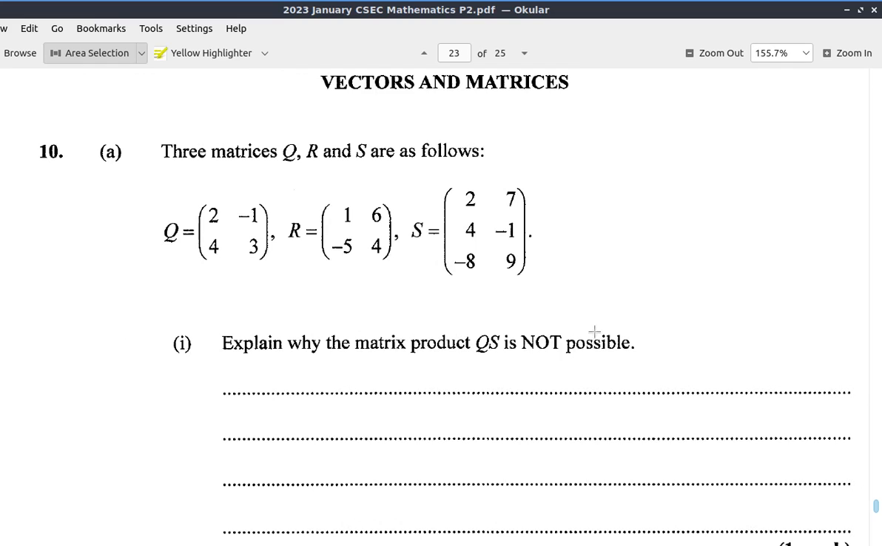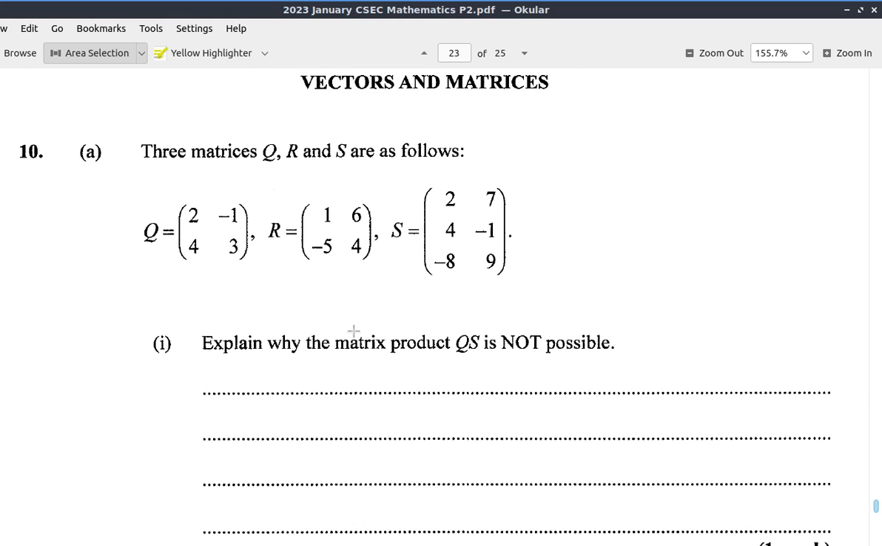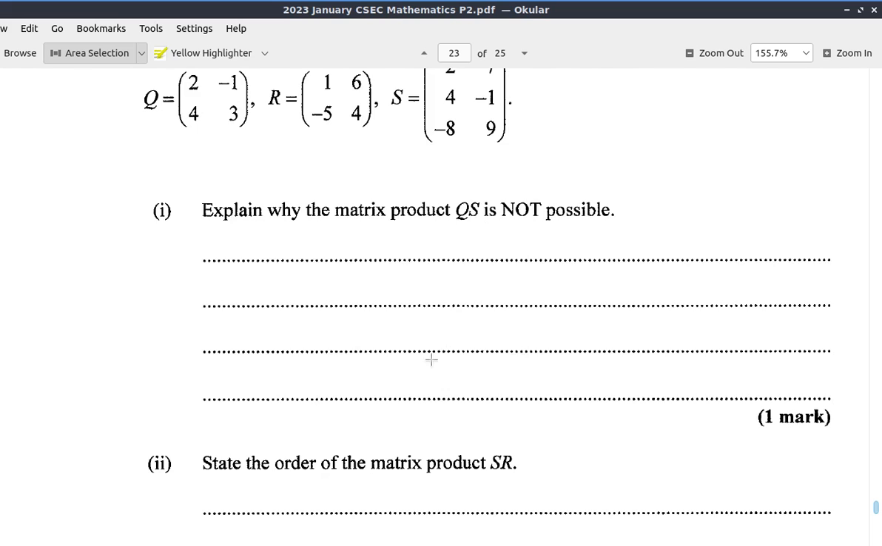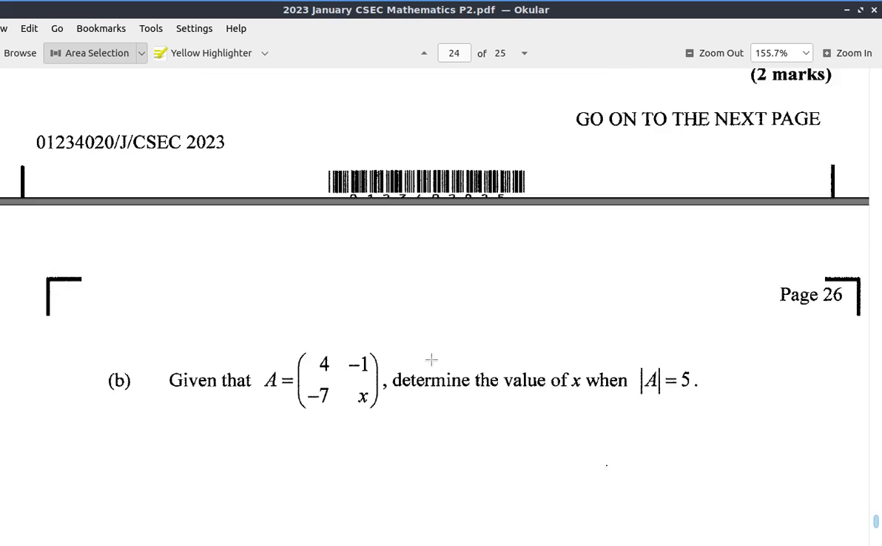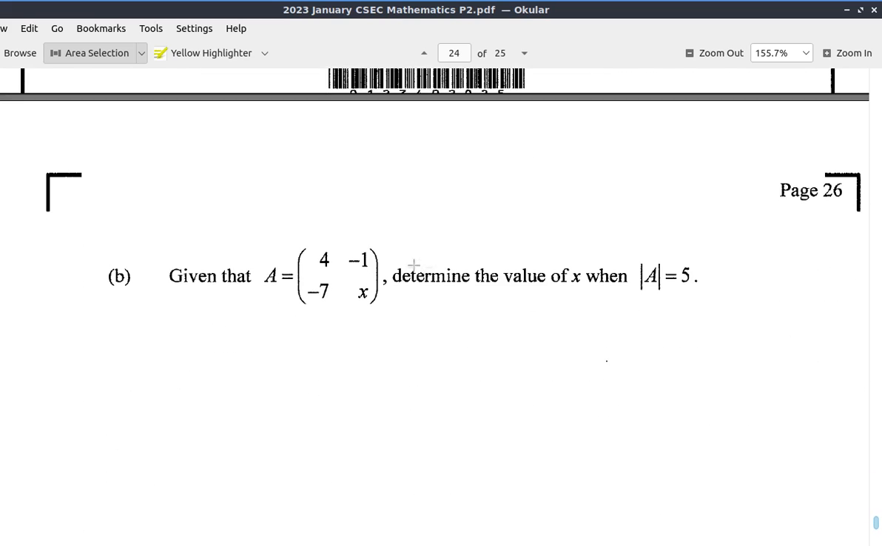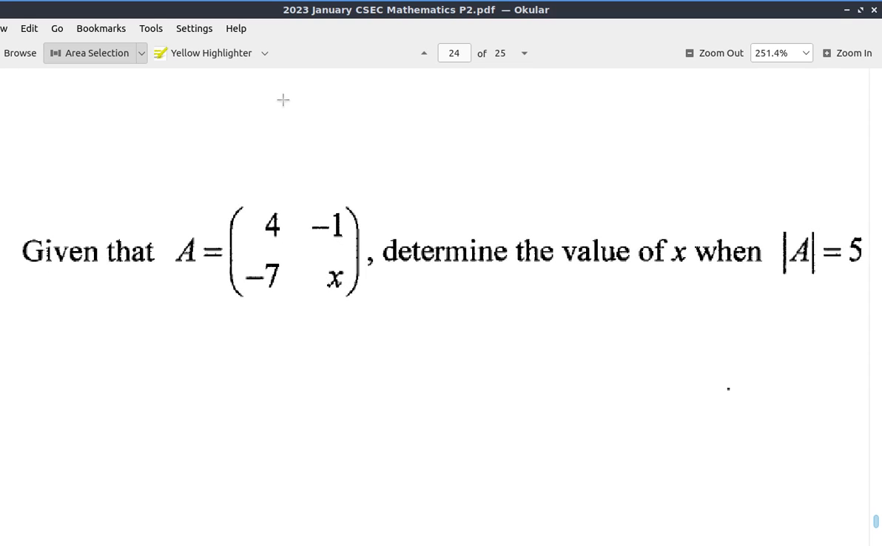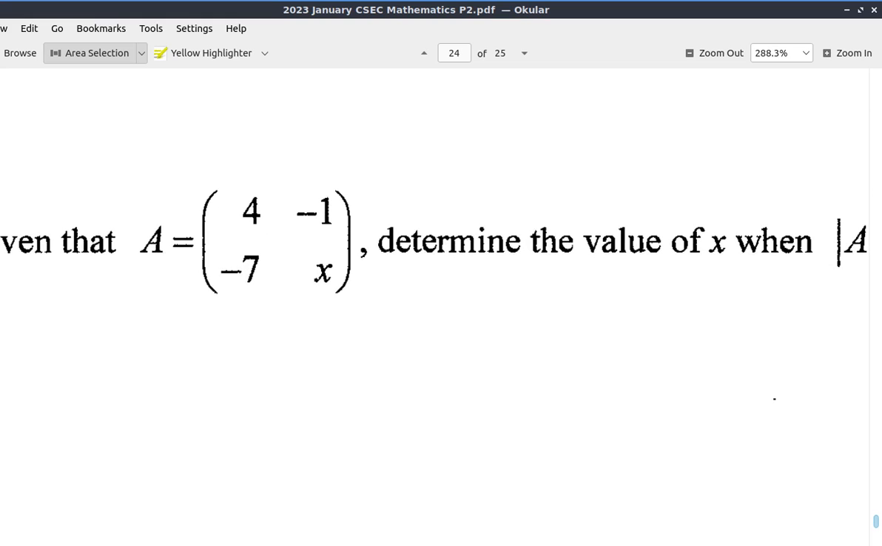Now, where did we reach now? Good. Part B. Given that A is the matrix 4, negative 1, negative 7, x, determine the value of x when the determinant of A is 5. Alright? So A is 4, negative 1, negative 7, 8.